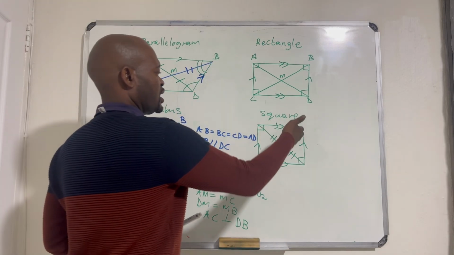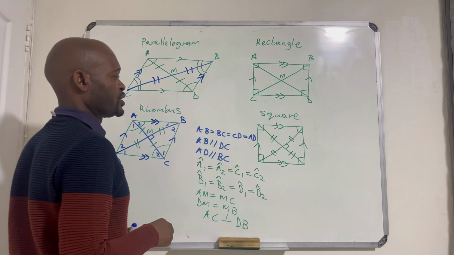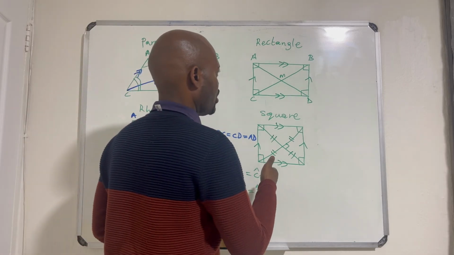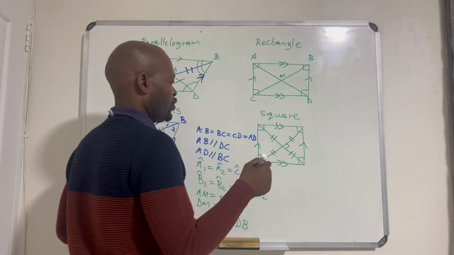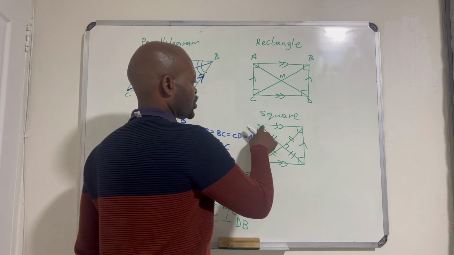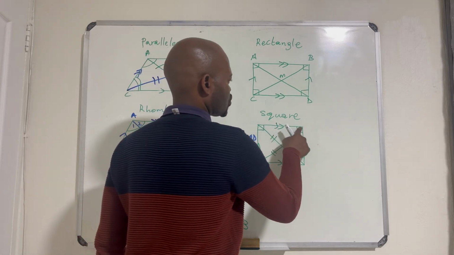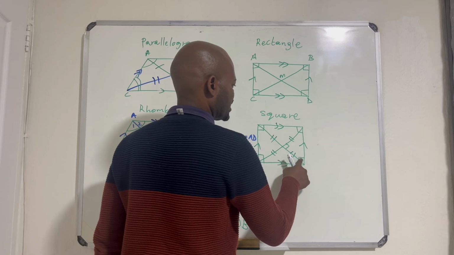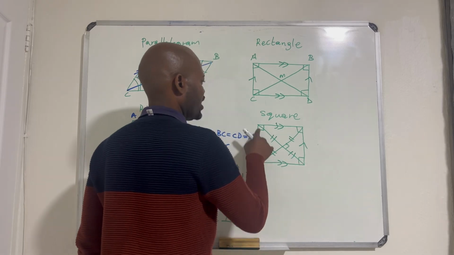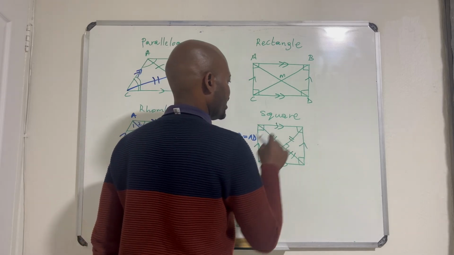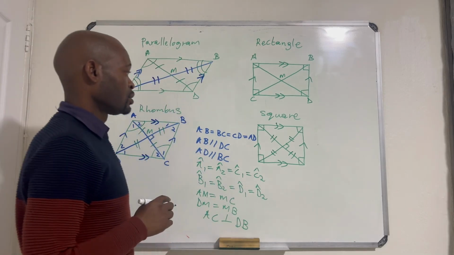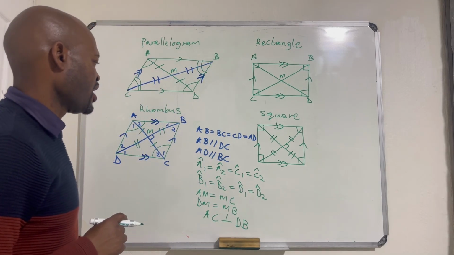Therefore, the interior angles must be 90 degrees. Also, this angle is equal to this angle, equal to this angle, equal to this angle. So these angles, in this case, are equal, and they are equal to 45 degrees.